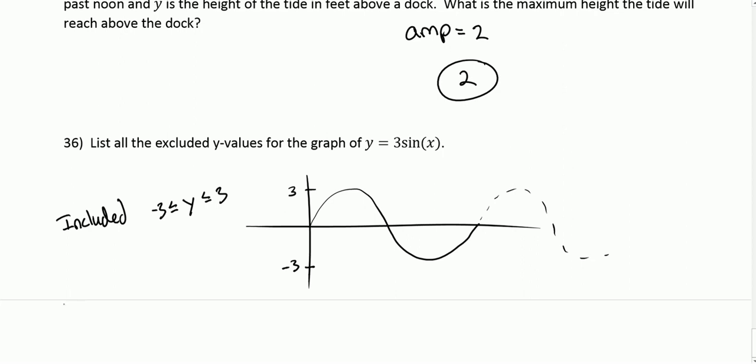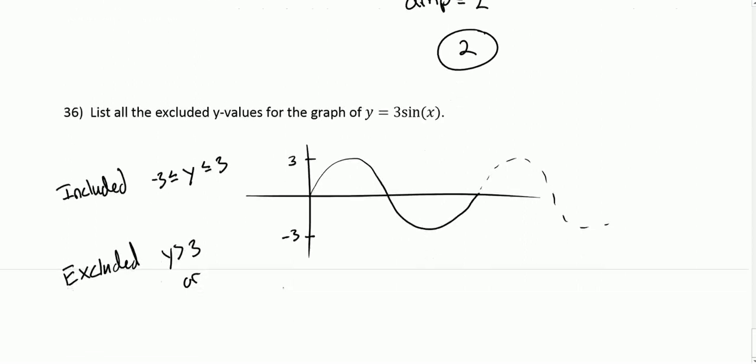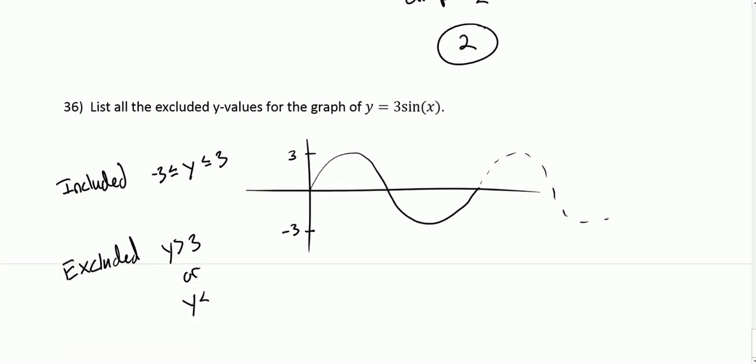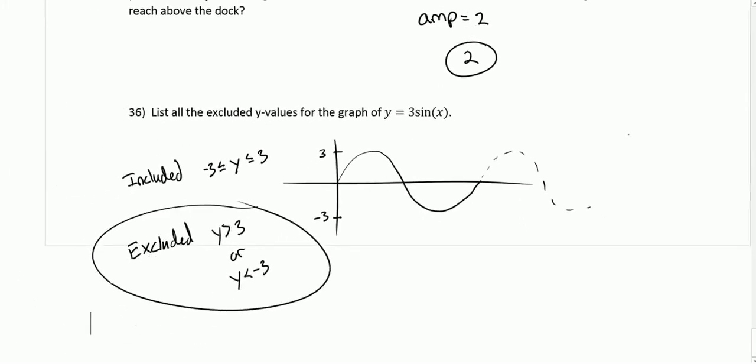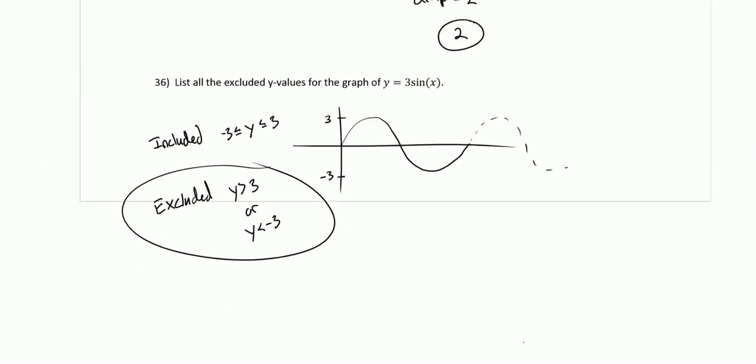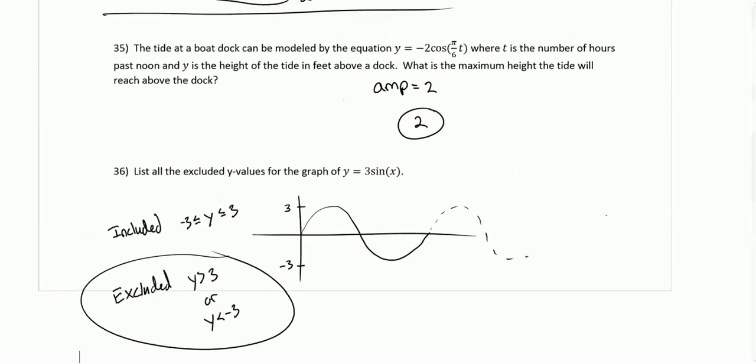So we're looking for the excluded values, though. The excluded values would be everything else. So we have two things. We have everything above 3, so y greater than 3, or we have everything below -3, y less than -3. So that'd be a way to summarize all the excluded values for a function. And that concludes the review for our test.